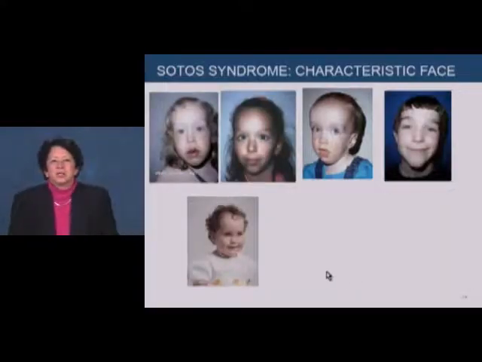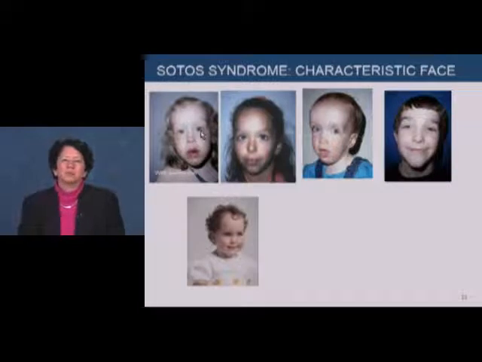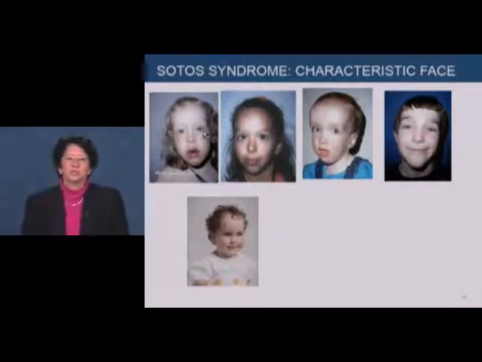So this is a series of photos of children that I've known over the years. I'm just going to show you them. I'm not going to say anything, and see if you can appreciate their similarities. I would say that your eye is probably drawn to the upper third of their face: the prominent forehead, receded hairline, real or subjective hypertelorism, small chin, and over time it gets more prominent.